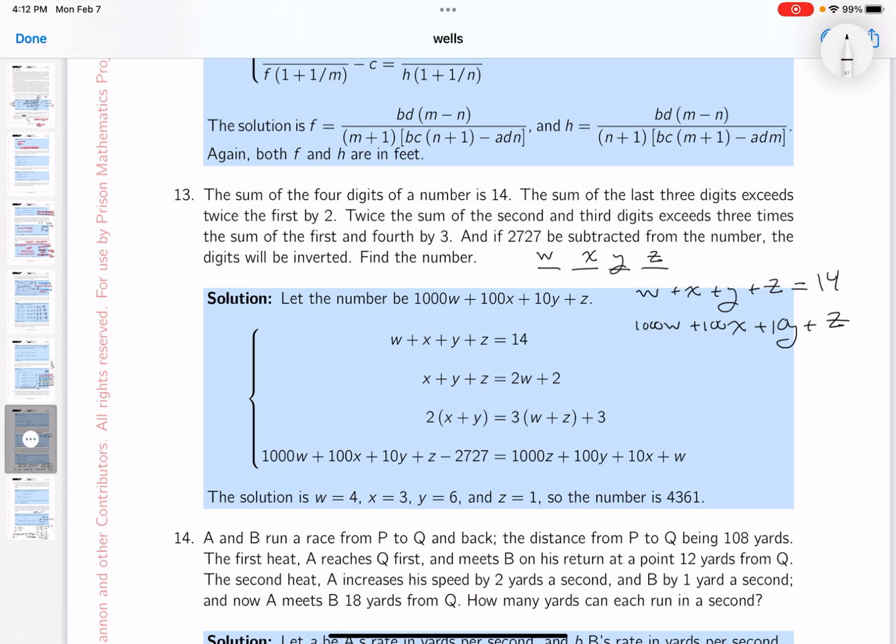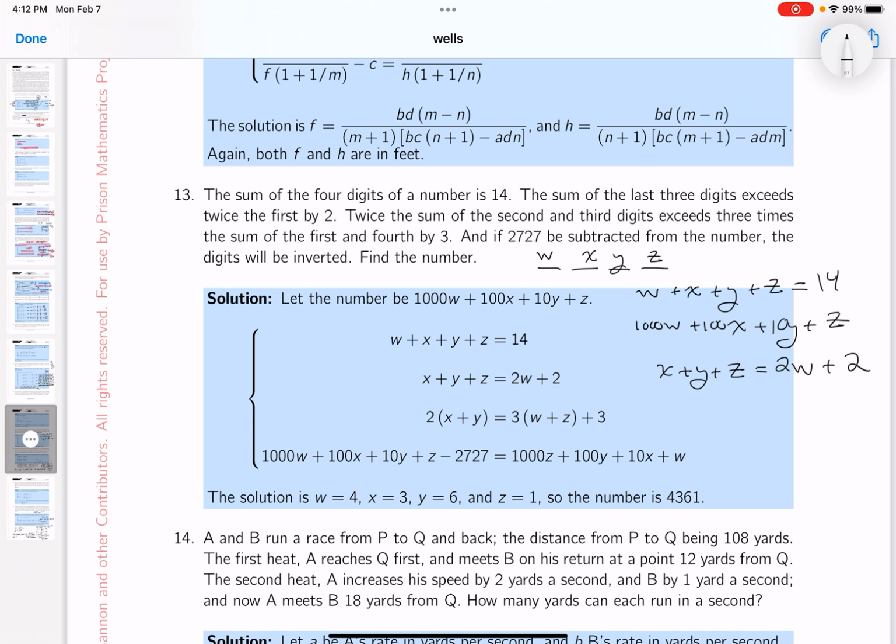So, I have to keep reading it. The sum of the four digits of a number is 14. It's a four-digit number. The sum of the last three digits, let's write this down. The sum of the last three digits, what's that going to be? The last three digits would be X, Y, and Z. So the sum of the last three digits exceeds twice the first by 2.